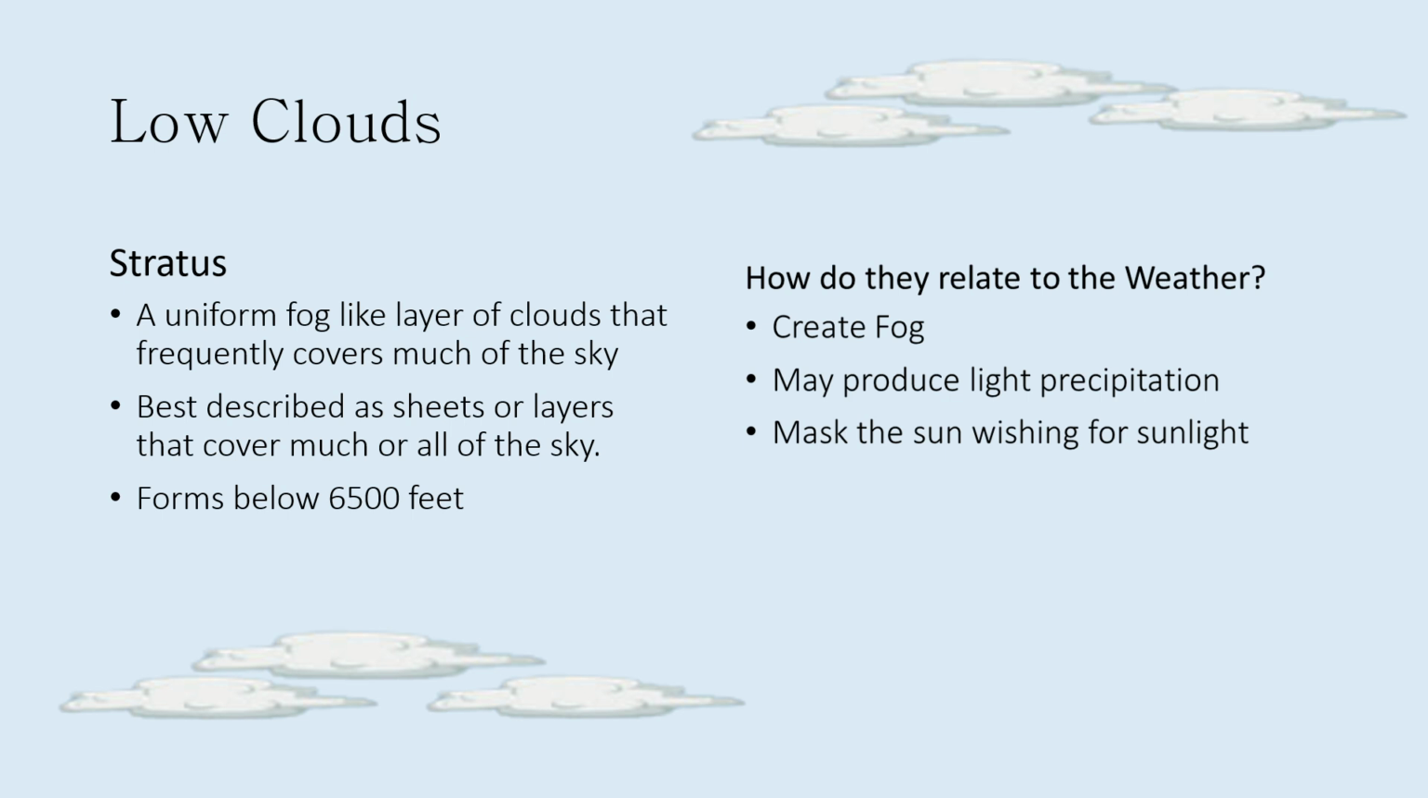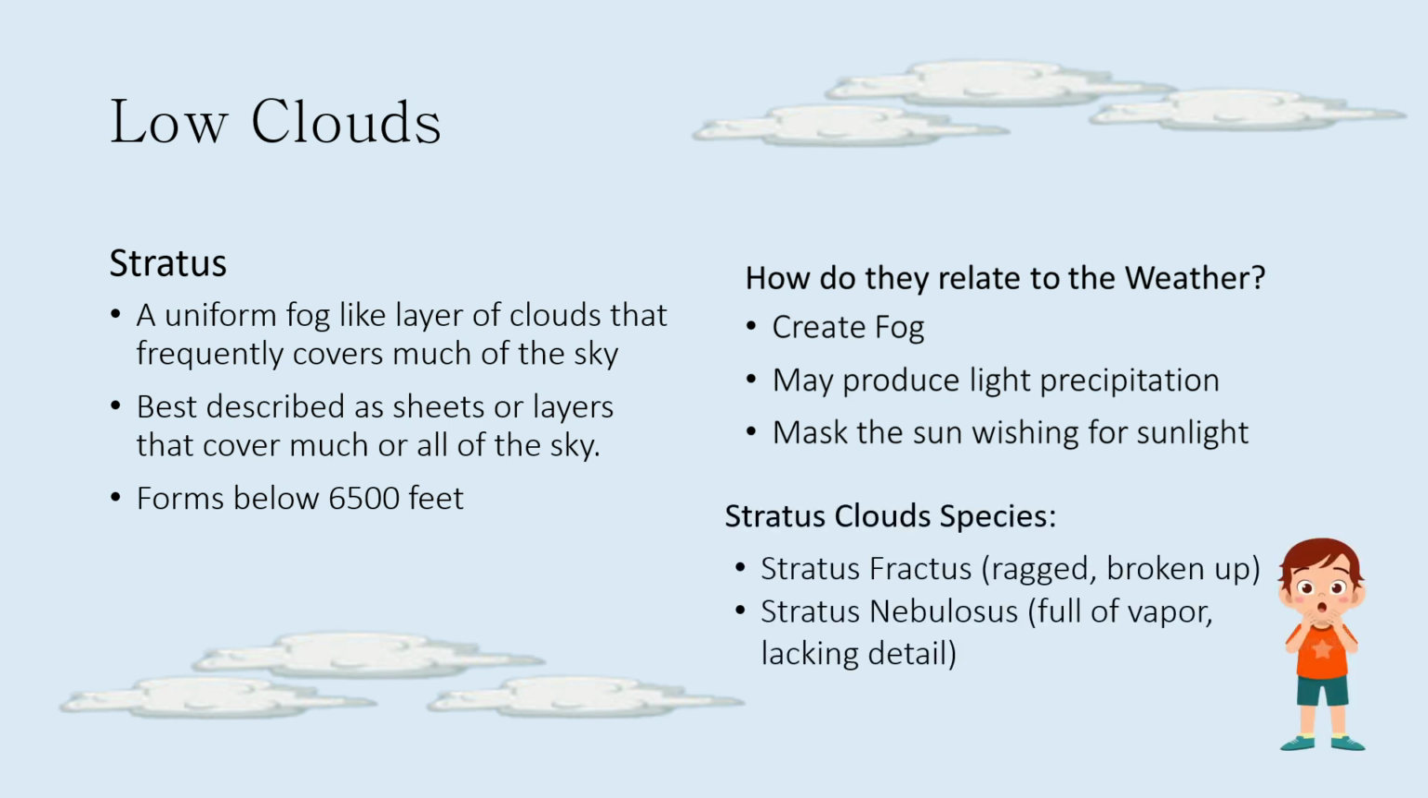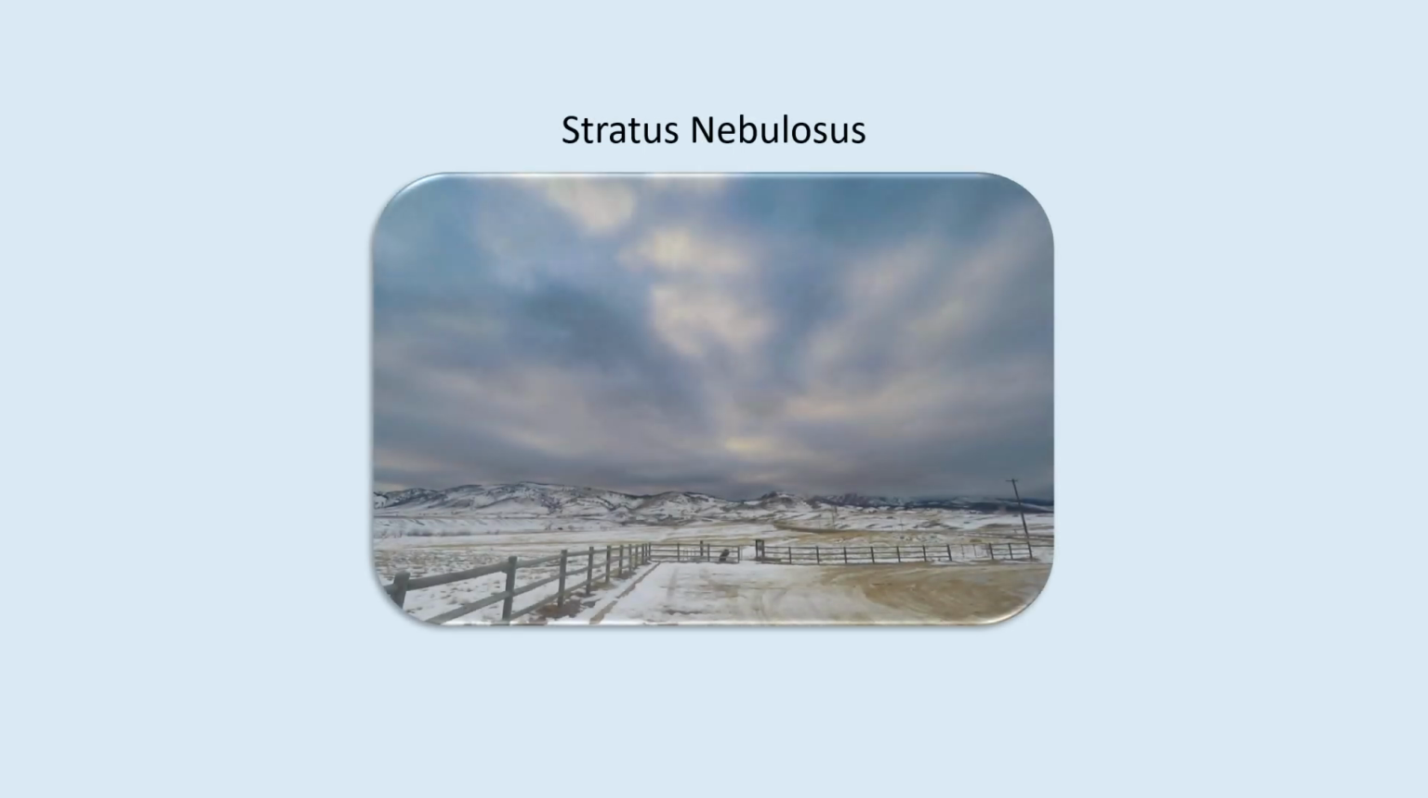In addition to this information, some clouds, including stratus clouds, have different types of species. For instance, stratus fractus and stratus nebulosus are considered some of the species that stratus clouds have. Here is the stratus nebulosus cloud species captured on camera.